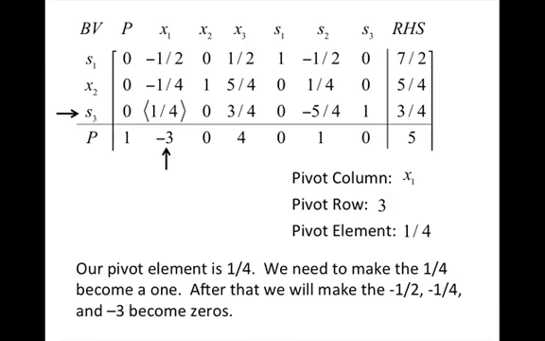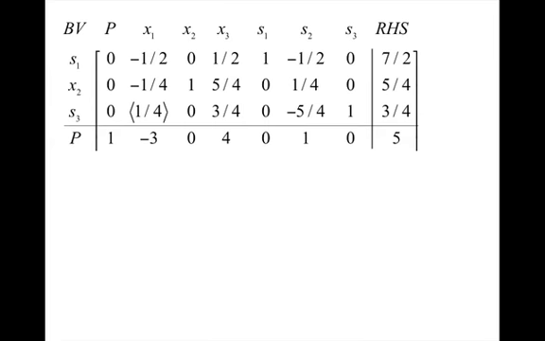So I'm going to make that 1/4 become a 1. And then I'm going to make the -1/2, the -1/4, and the -3 all become zeros. So we're going to begin by making the 1/4 become a 1. I do this by dividing row 3 by 1/4. Now you can take your calculator and use your fraction buttons and divide by 1/4. A shortcut, dividing by 1/4 is the same as multiplying by 4. So you multiply all the row 3 elements by 4.